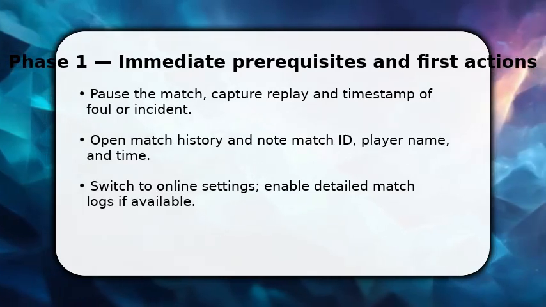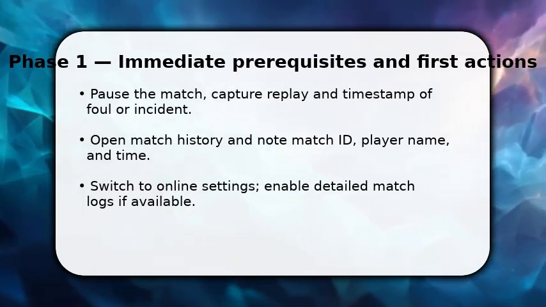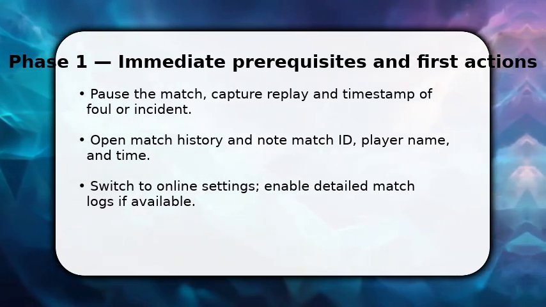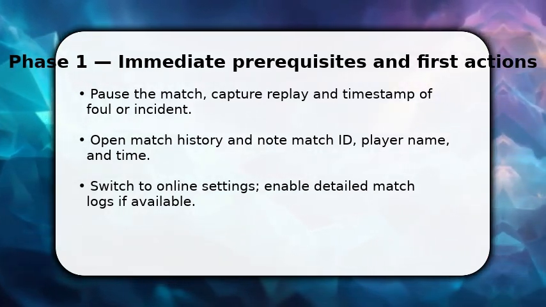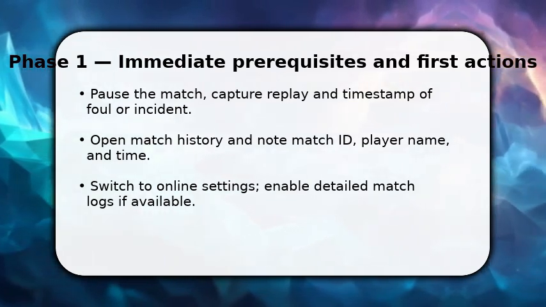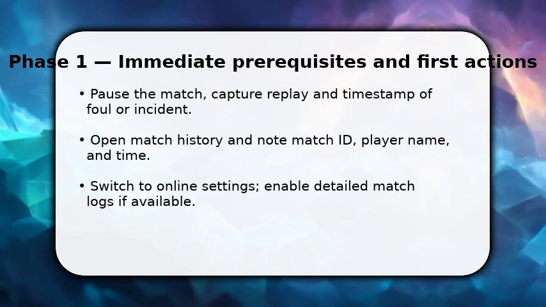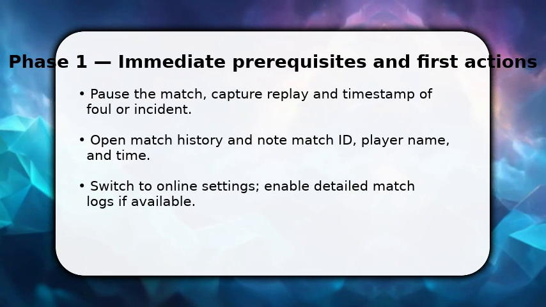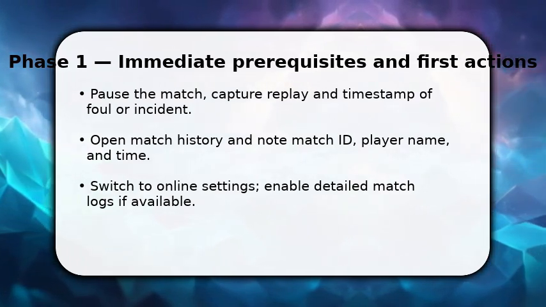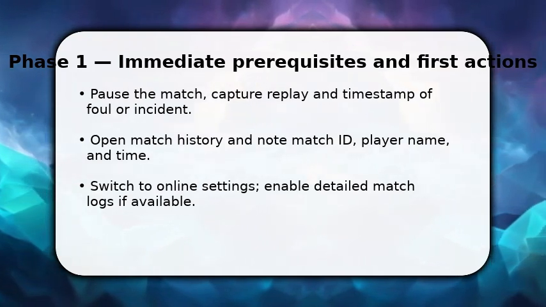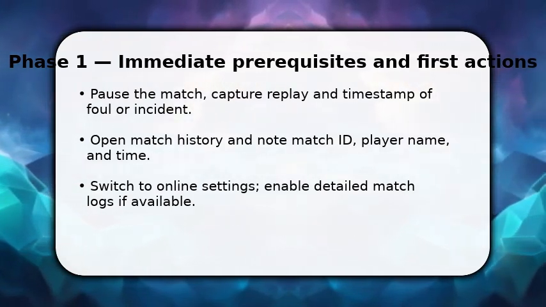You act fast, pause, and capture the replay because evidence matters. Once done, note the exact match ID, timestamp, and the player involved. This anchors your case. Make sure to enable detailed match logs in online settings, then save screenshots and a short video clip. You want clear visuals and metadata to explain why the red card is incorrect or unfair. Finally, back up all files to cloud storage so you won't lose proof before the appeal process.